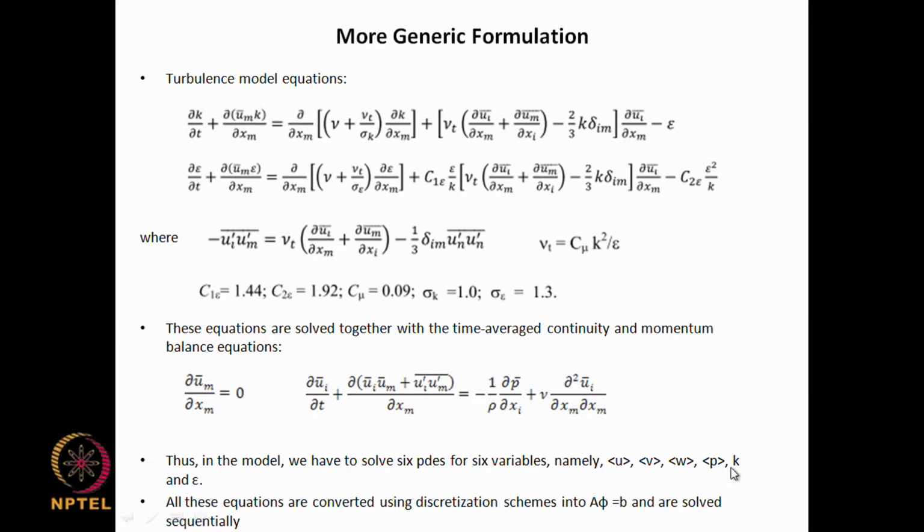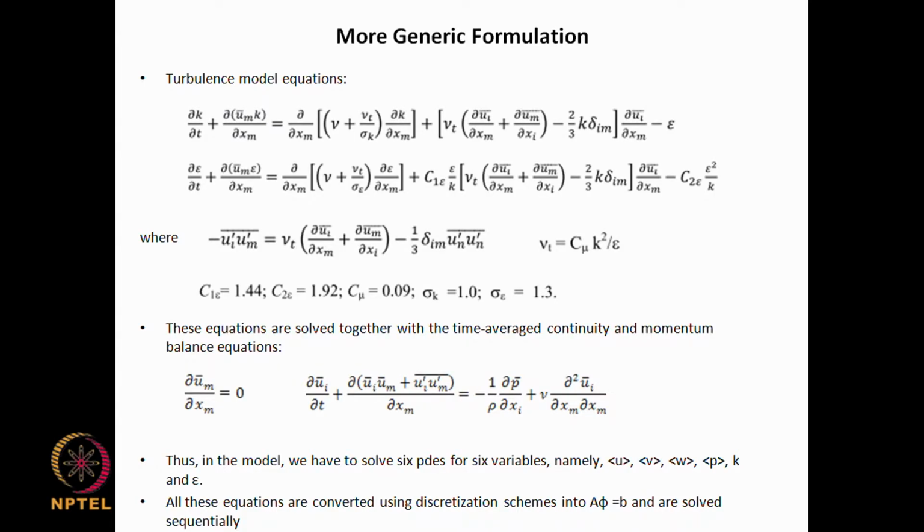These are time average velocities and pressure, and in addition to this k and epsilon, all these things are defined throughout the fluid at every grid point, and for all these things we need boundary conditions and, in case of an initial value problem, initial conditions. Each of these is described by a scalar transport type of equation, and so all these equations are converted using discretization schemes into A phi equal to B type and are solved sequentially, and as a result of the solution you can get all these quantities.